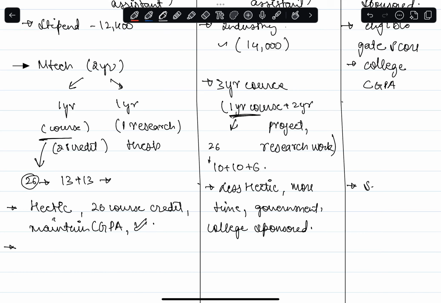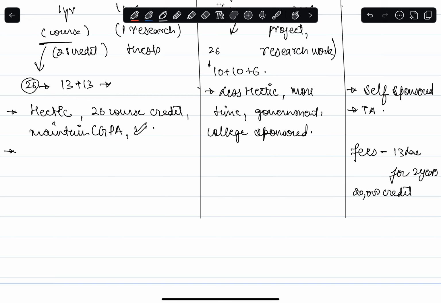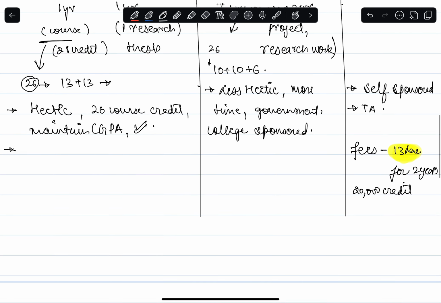And in the self-sponsored category, it is the same as TA, but the difference is the fee structure. The fee structure in self-sponsored is mainly about 13 lakh for 2 years, and there is a catch that 20,000 per credit has to be deposited to the college, and we need to complete certain credits, which sum up to roughly 13 lakh.